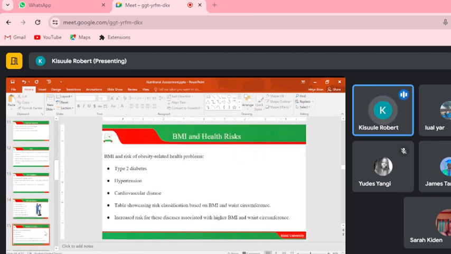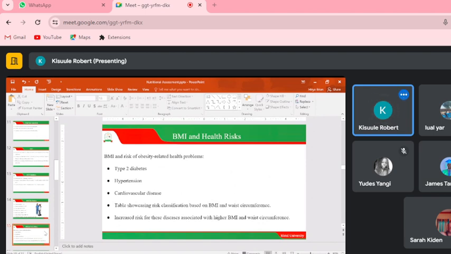Okay, BMI and health risks. We are saying BMI and the risk of obesity related health problems: type 2 diabetes, hypertension, the cardiovascular diseases. When we talk of cardiovascular diseases, we are not only talking of the heart, but we are also talking about those veins and the blockages that could happen in there.